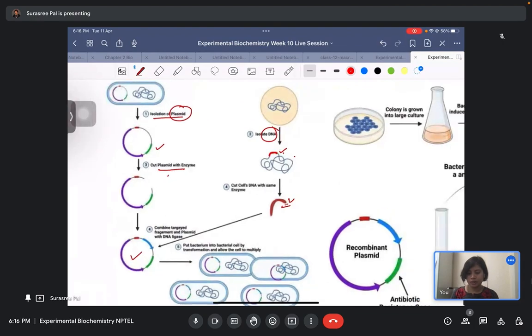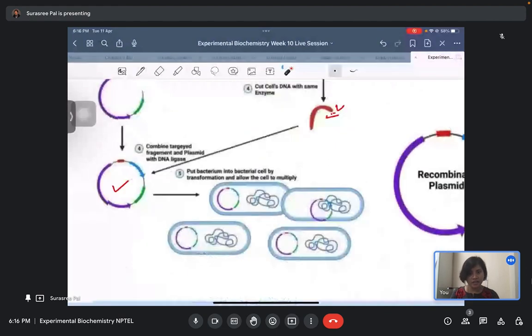So the first step is the isolation of plasmid and isolation of the DNA that we want to manipulate. Next, we cut the plasmid as well as the DNA with the same enzymes. Then the DNA portion which is cut and the plasmid which is cut are combined with an enzyme which is called DNA ligase.